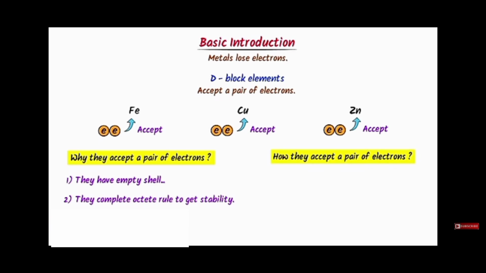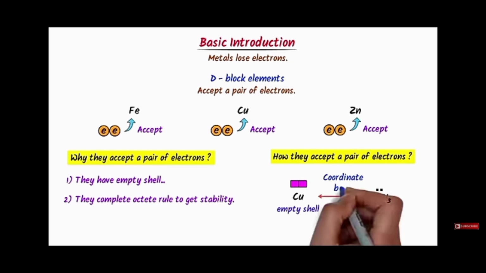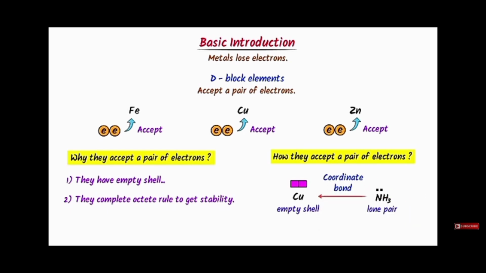Well, consider a metal atom like copper and a neutral molecule like NH3. This metal atom of copper has an empty shell. I mean, copper can easily accommodate the upcoming electrons. On the other hand, there is one lone pair of electrons present on nitrogen. So NH3 will donate this lone pair of electrons to copper, and copper will accept this pair of electrons. Hence, a coordinate bond is formed between NH3 and copper. We call this compound a coordination compound because there exists a coordinate bond between them.